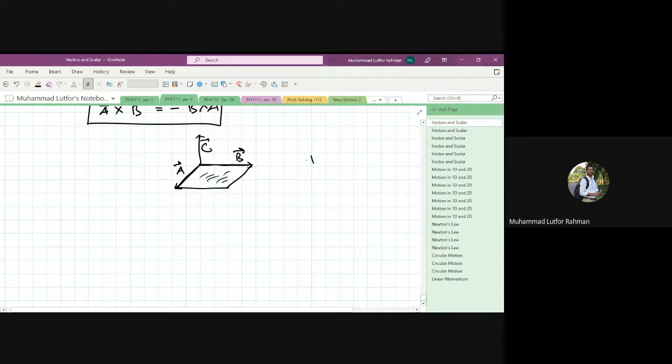Now can you tell me, if you take the cross product of any two vectors or any two lengths of your room, what will it give you of your room? Did you get my question?